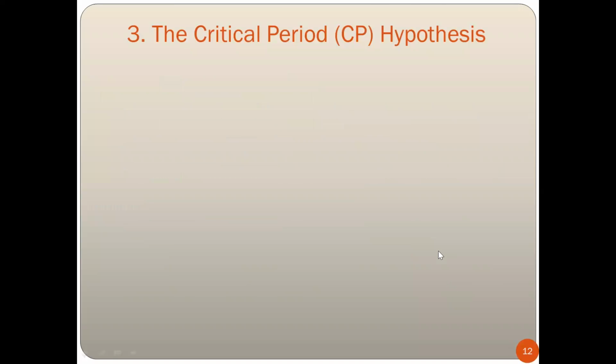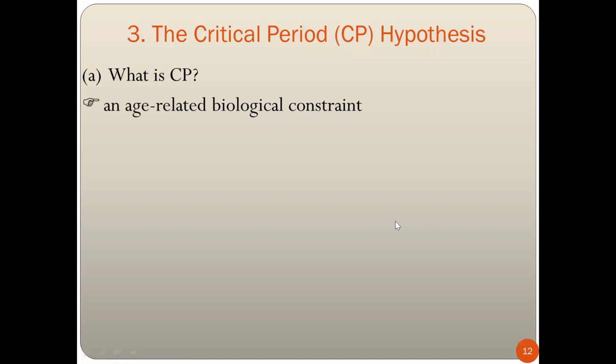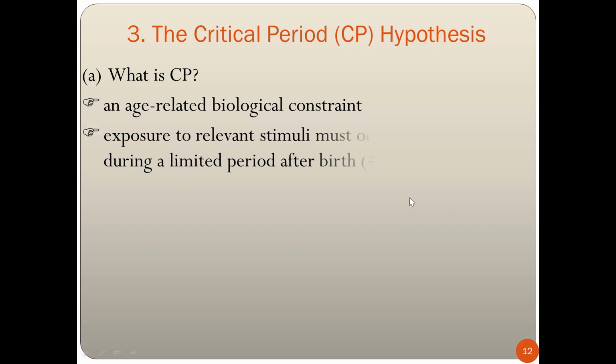Okay, now let's briefly talk about critical periods more broadly, and then we'll talk about critical period again very briefly for first language acquisition, and then we'll spend the rest of the time talking about critical period for second language acquisition. So what is critical period? We can broadly define it as an age-related biological constraint. It's something that is applicable much more broadly, not only in relation to language.